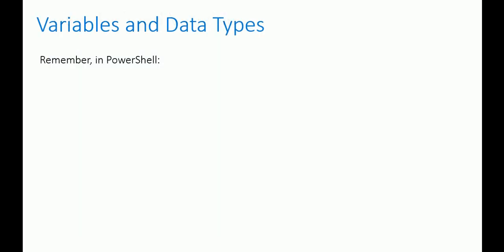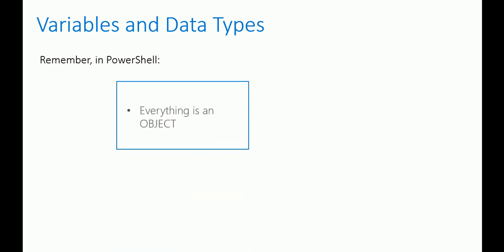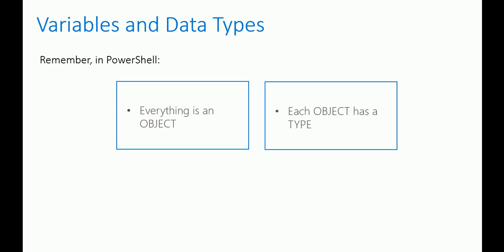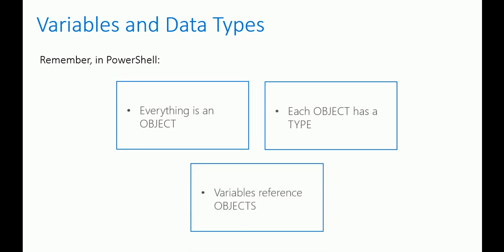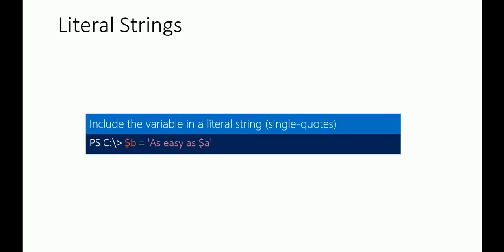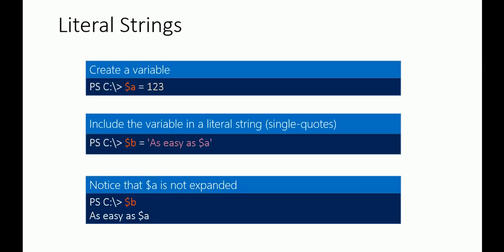Let's understand something more about variables and data types. Remember, in PowerShell, everything is an object. Whatever you are using in PowerShell is called an object. Each object has a type, and a variable references the object. Let's understand the string here. We have a literal string. How can we define a literal string? I have given an example of $A equal to 123. You store it and you want to print the value of A using $B.